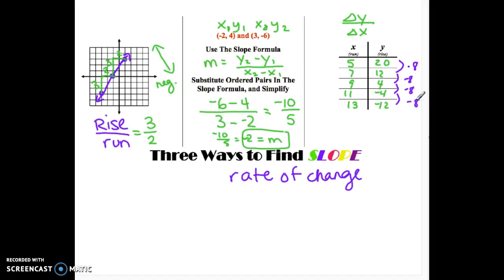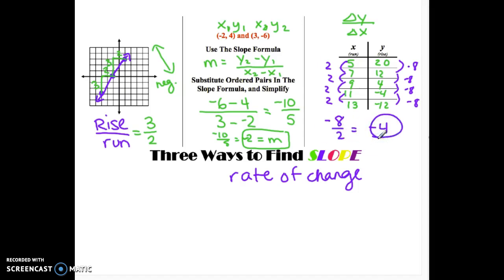For my change in x, from 5 to 7, it goes up 2. And 7 to 9 also up 2, and this continues to go up 2. This is convenient because it's the exact same numbers every time. It's going to definitely make this linear. So I'm going to take any one of these changes in y's and divide it by the corresponding change in x. So negative 8 divided by 2, my slope equals negative 4.